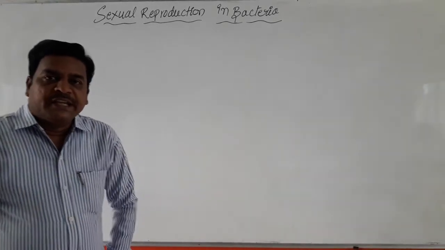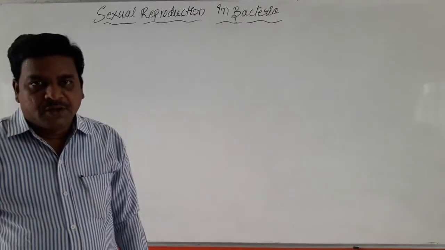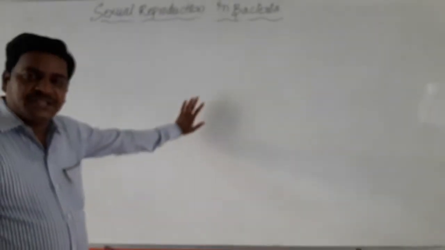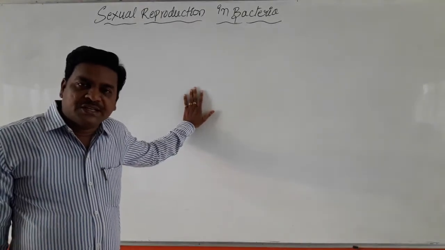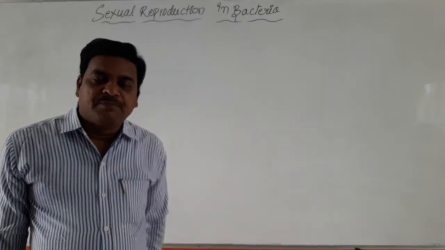Already you know there is no true sexual reproduction in bacteria, but genetic material is transferred from one bacterium to the next bacterium by some special methods. Such methods are called recombinations. Already you know recombinations are of three types: one is conjugation, second is transformation, third is transduction. The method of conjugation was explained in the previous class; it was discovered by Lederberg and Tatum in Escherichia coli.